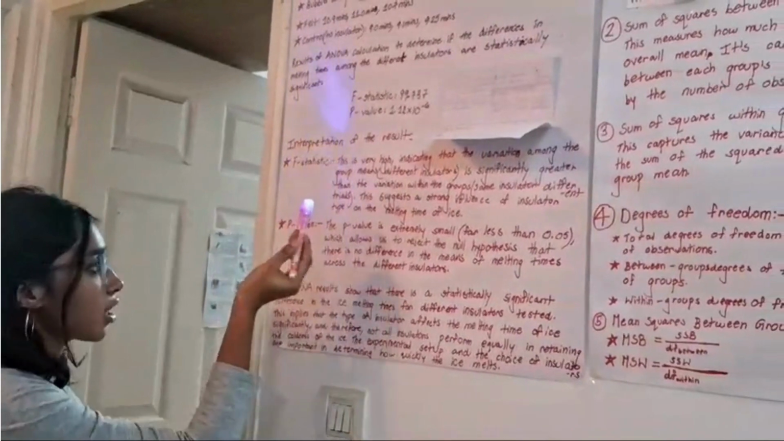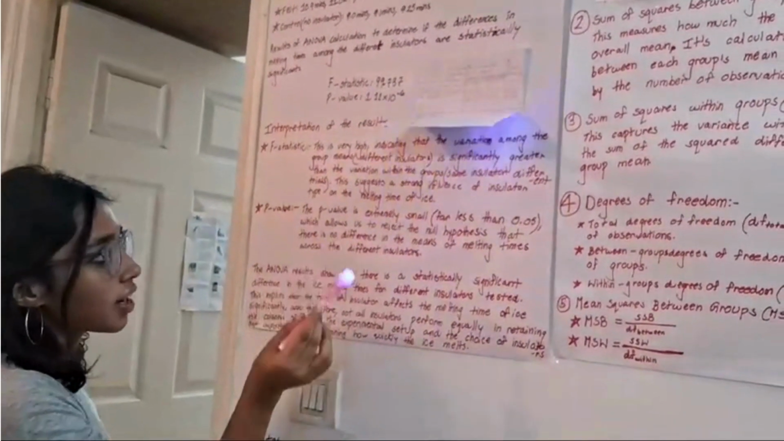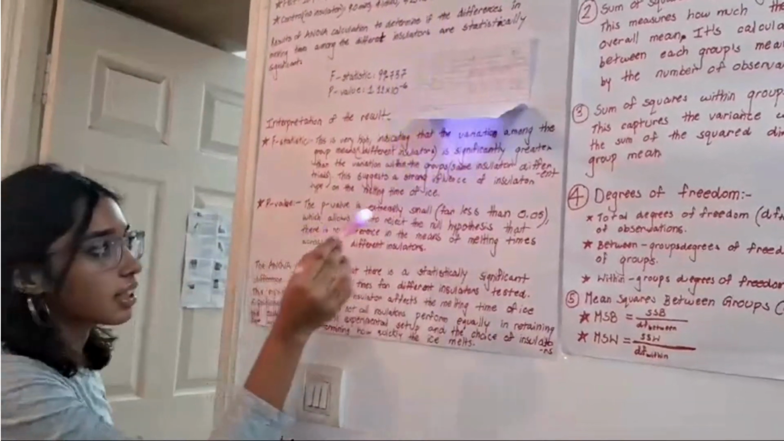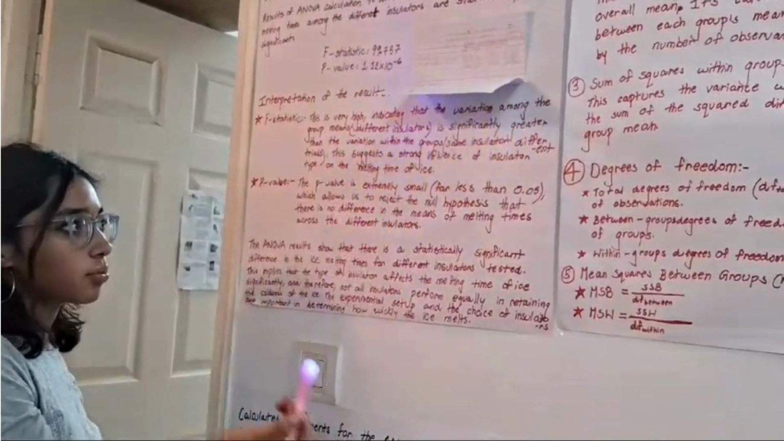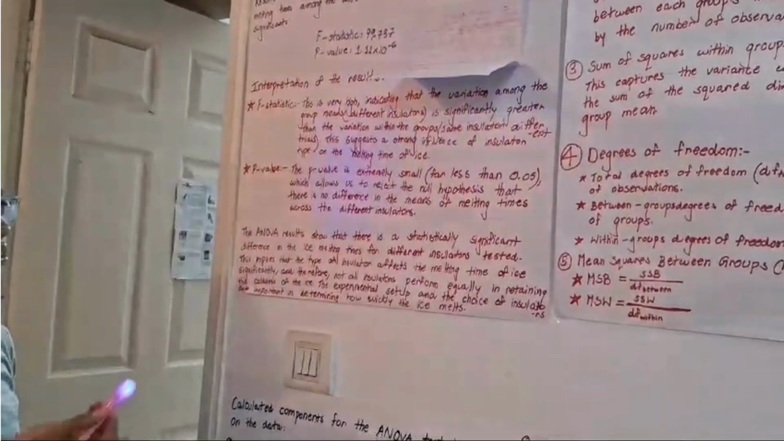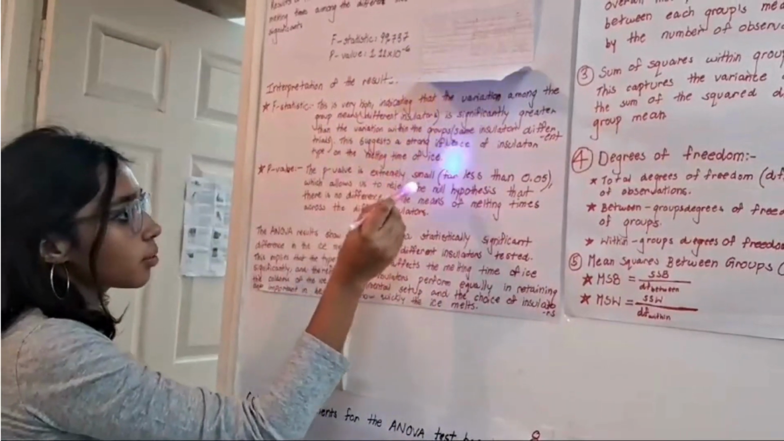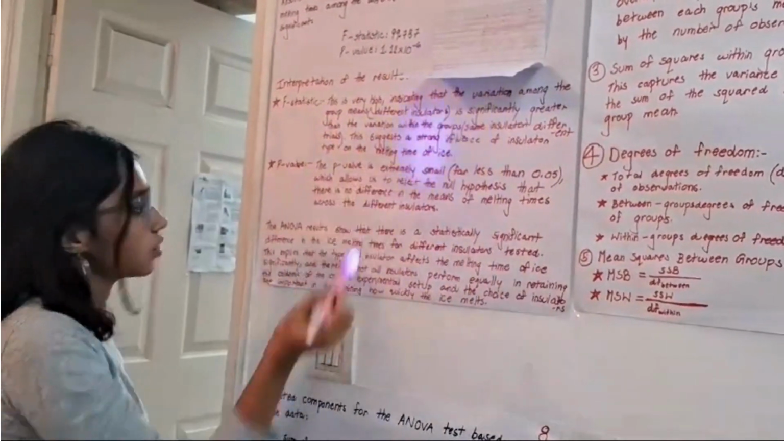So now the interpretation of these results. In terms of F statistic, this is very high, indicating that the variation among the group means, which are the different insulators, is significantly greater than the variation within the groups, which means basically the same insulator in the different trials. This suggests a strong influence of insulation type on the melting time of ice.